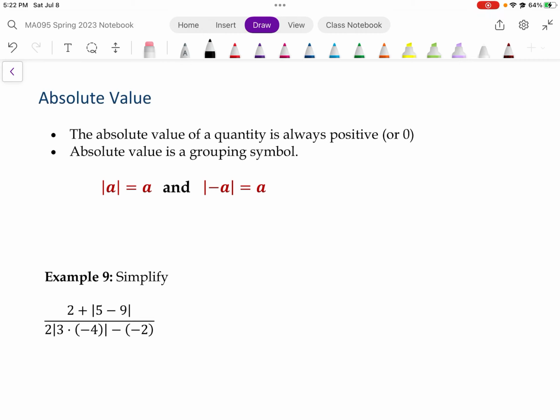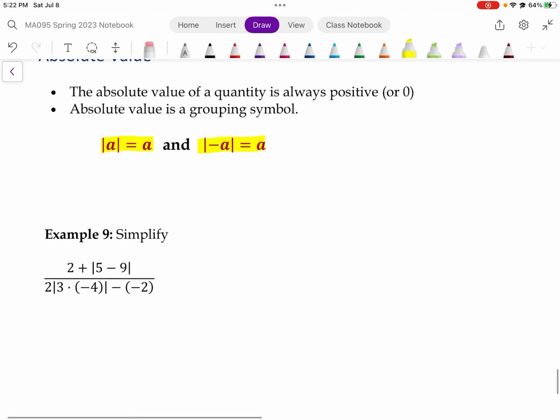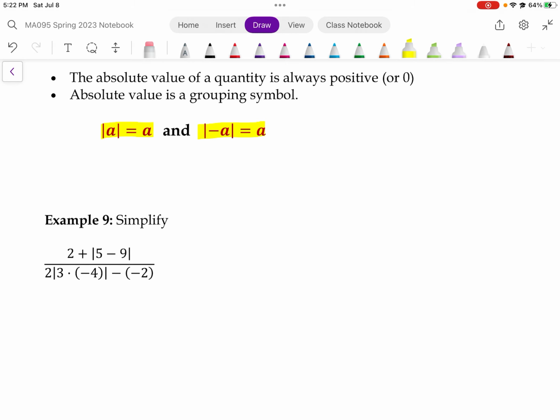All right, so the absolute value of A is A, and the absolute value of negative A is A. It makes everything positive. The definition is that it is the distance of the number from 0. So it doesn't matter if you're on the left or the right of 0, if it's negative or positive, you're still at that same distance away from 0. All right, so why don't you try this, treating the absolute value bars as parentheses or grouping symbols. So pause the video and give this a try.